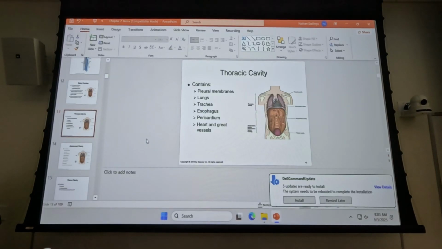We'll review PA and lateral, dial it in a little bit tighter, and then we'll talk about all the other views that you're going to have to know about chest x-ray. I'm going to try to simplify that a little bit for you as well.